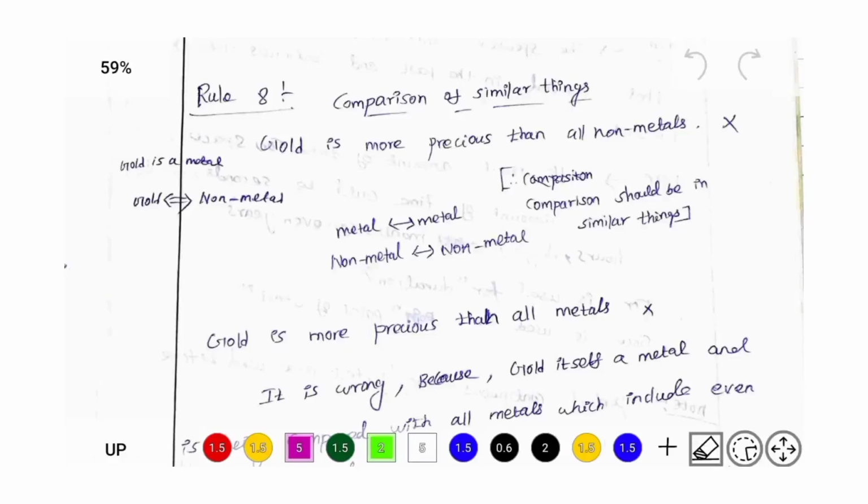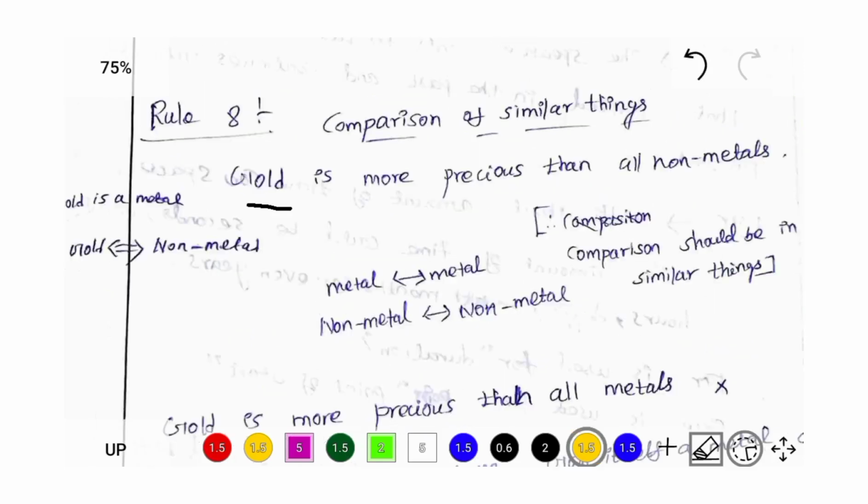Hello students and aspirants, in this video I am going to teach you rule number 8. Rule number 8 is about comparison of similar things. Look at this sentence. Gold is more precious than all non-metals.